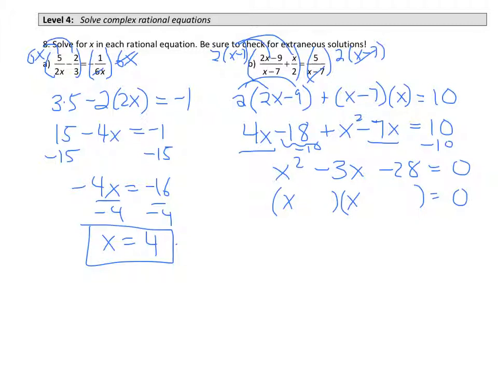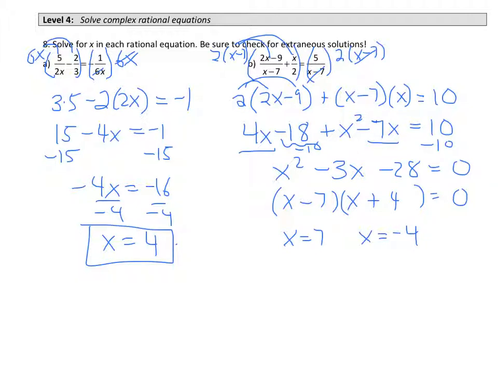Now we factor, and we need two numbers that multiply to -28 and add to -3, which would be -7 and +4. And then the two numbers that make this equal 0 are x equals +7 or x equals -4.